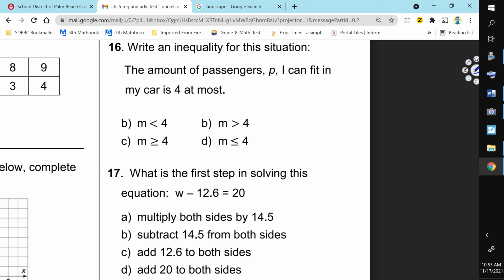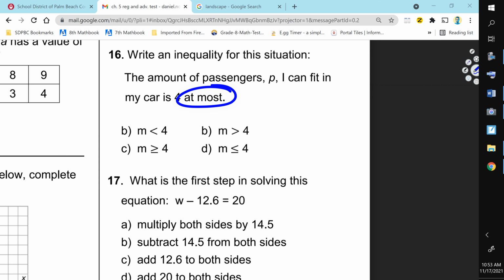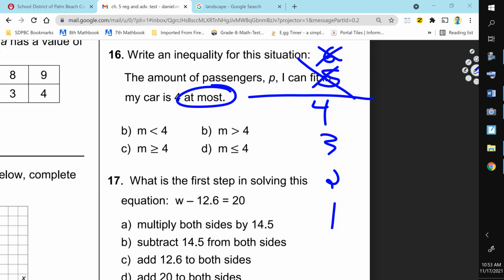Number 16. This is a little bit challenging because of this phrase. At most means the most that you can have is 4. You cannot have more than 4, but you can have less than 4. You can even have an amount equal to 4. So you've got to figure out the number of passengers. Oh, you know what? I actually just now realized that I messed this up because these should all be P's instead of M's. I don't think that confused anybody because nobody asked me about it, but I used the wrong variable because I put the variable there and I didn't put it in the test. I'm sorry about that. So the number of passengers, that number has to be at most 4. So figure out which one works.